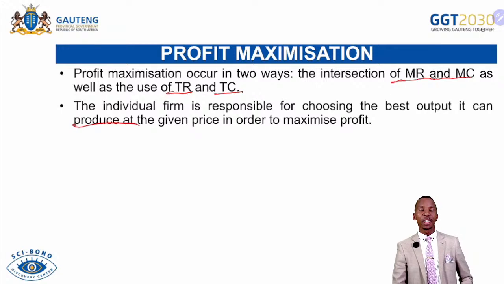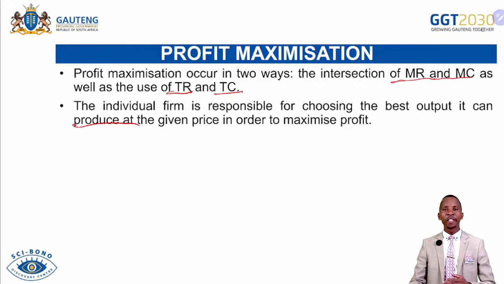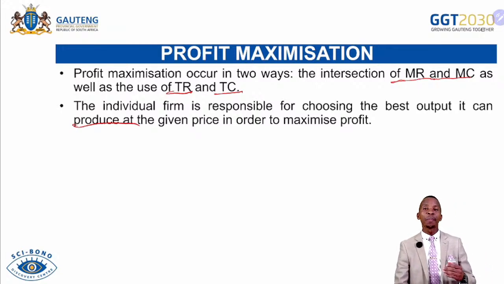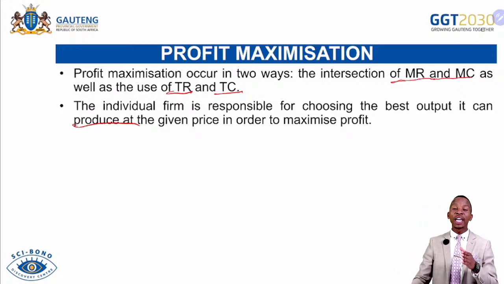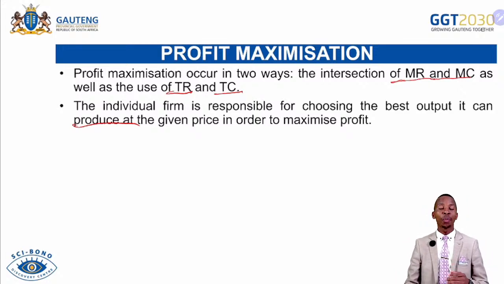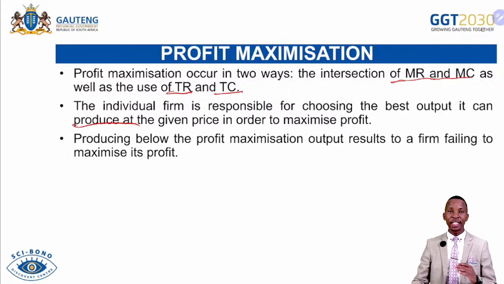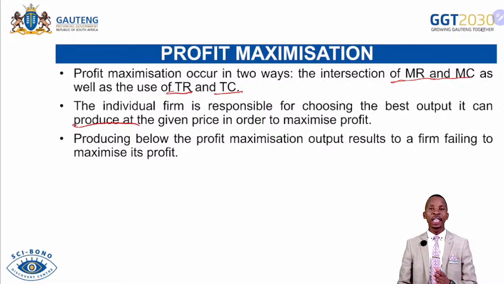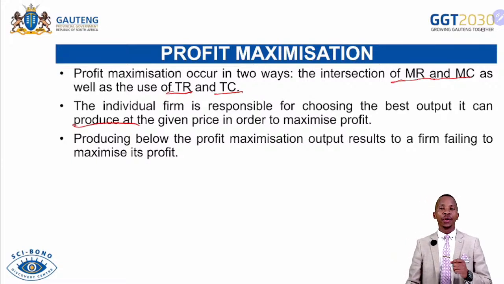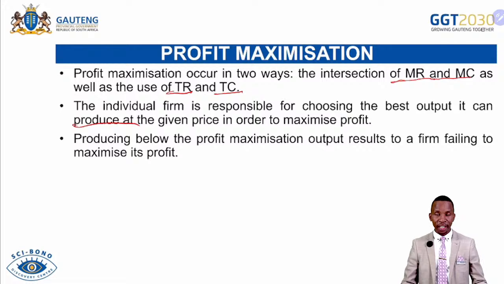Remember, the firm is a price taker. Therefore, given the price, the firm is only responsible for choosing the output that it is supposed to produce in order to maximize its profit. But the price is given. The firm is a price taker, so it does not determine any price, but it chooses its own output that will be useful for it to maximize its profit.